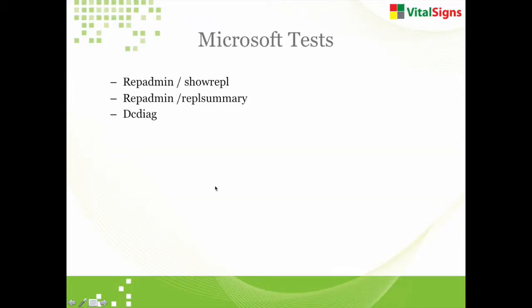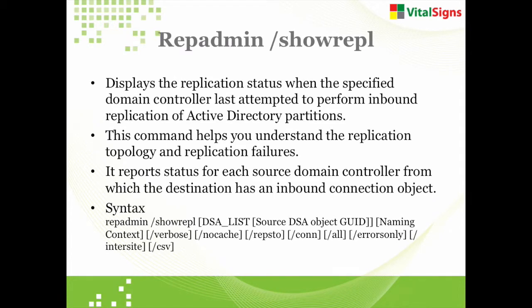Okay, so first we have a couple of Microsoft tests. Now, there's the RepAdmin command, and you can start it up using a couple of different flags. So /show repl, I don't know how to exactly pronounce that, but what this does is display the replication status when the specified domain controller last attempted to perform inbound replication of Active Directory partitions. And this command can help you understand the replication topology and various replication failures. And it reports the status for each domain controller from which this destination has an inbound connection object.